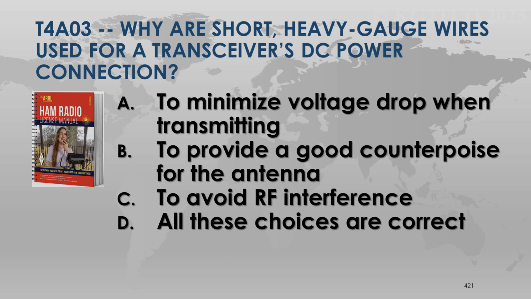Why are short, heavy gauge wires used for a transceiver's DC power connection? I don't think we actually said why. Yeah, well, voltage drop was mentioned. To provide a good counterpoise for the antenna, or to avoid RF interference, or to minimize voltage drop, or all of those. All of the above. To minimize voltage drop. Short, heavy gauge wires, so distance and the size is what determines voltage drop. You're not going to get a counterpoise from that short, heavy gauge wire.